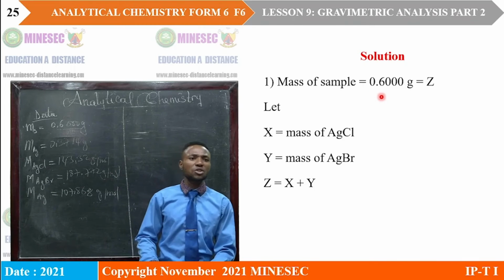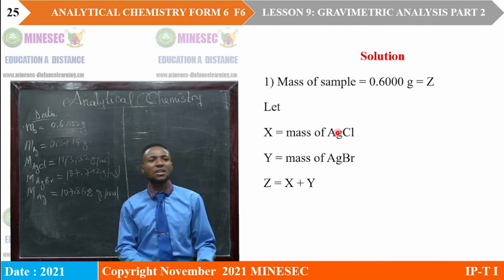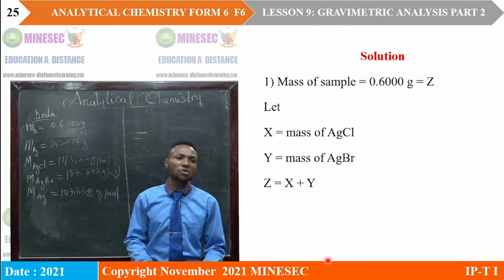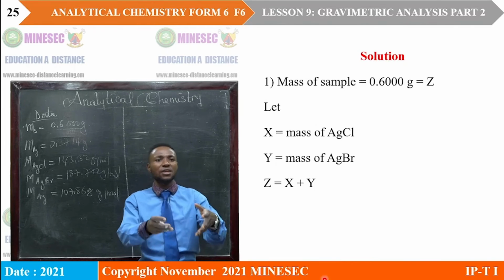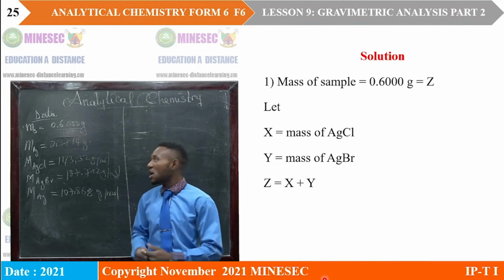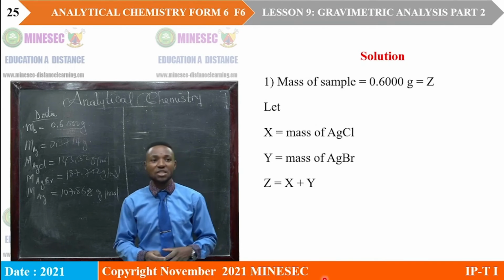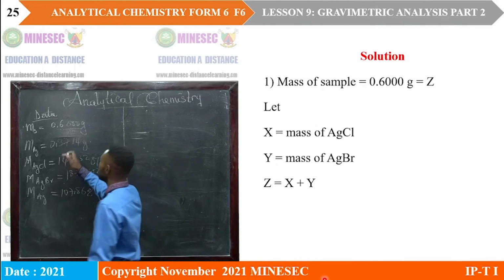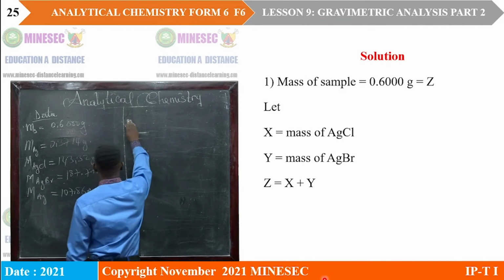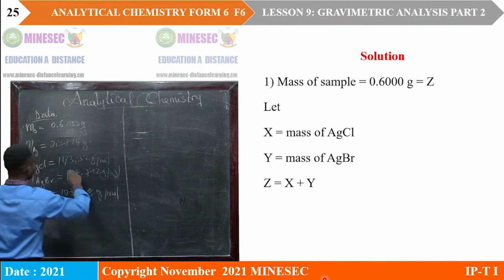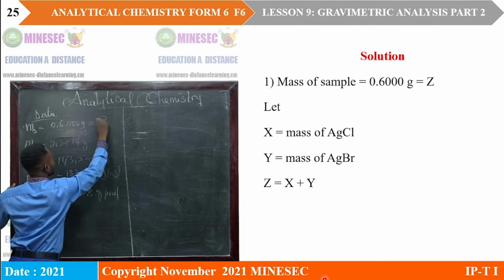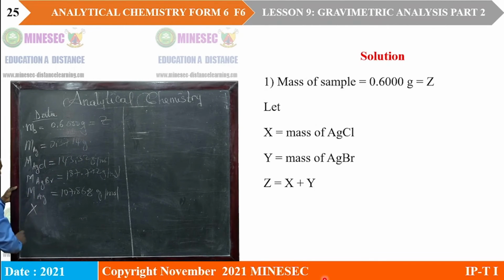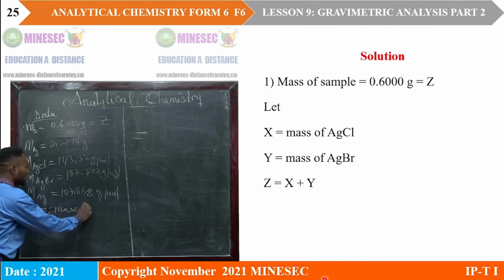The first question asks us to calculate the mass of silver chloride and silver bromide in the sample. What therefore are we going to do? We said that when we have a situation like this, the mass of the mixture, we'll call it Z. And we said let X be the mass of the first one, which is silver chloride.